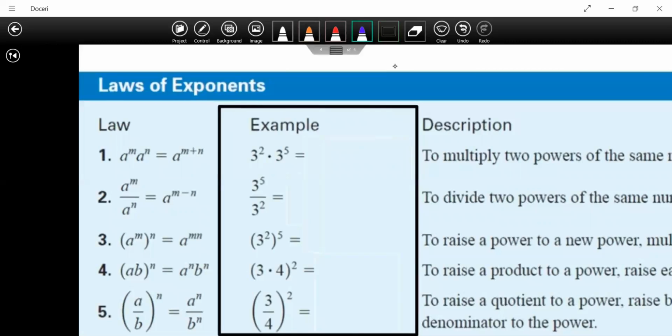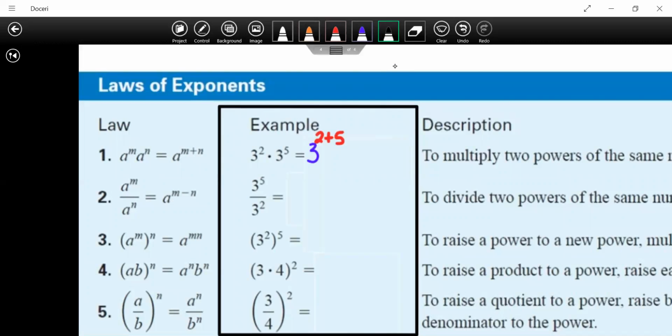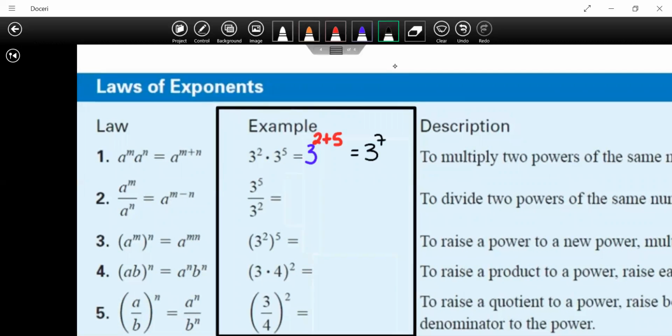3 to the power of what? 3 to the power of 7. So it's going to be base 3, and it's going to be 2 plus 5. You do? Good. Sweet. Adding up the exponents, it's going to be 3 to the 7th. I'm going to go ahead and just leave it. I know you guys know how to calculate 3 to the 7th. It's not what I'm worried about.